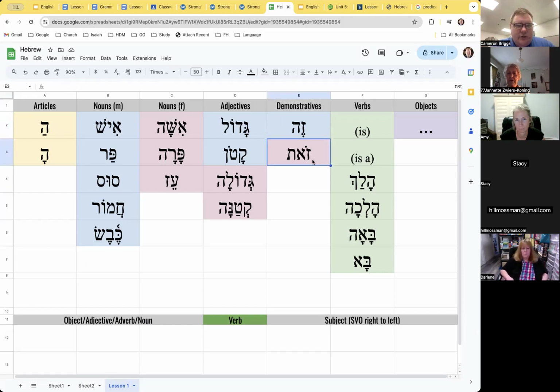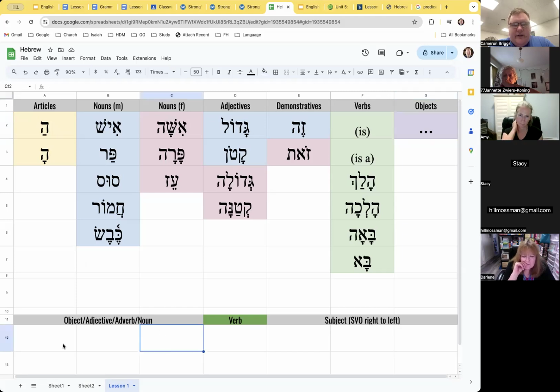And then we've got demonstratives, which in English means this: ze and zot. So I've color coded them so that masculine is blue and feminine is pink, to help us out a little. And then these are the verbs that we've got so far. If it's in parentheses, that means it's implied, that it doesn't exist in Hebrew, but we're going to imply that. We're still going to put it in our little sentence builder here. And then we don't have too many objects yet, or at least I don't want to focus on them totally until lesson 2. So I've just got a noun that we'll put over here as an object.